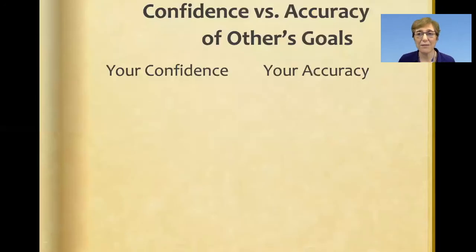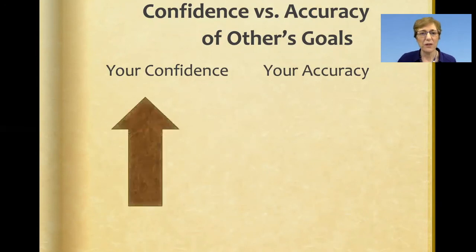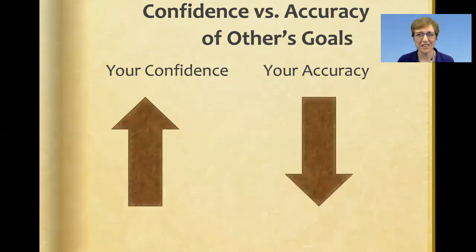Now, here's one of the problems about goals. We think that we can know the other person's goals, so we have very, very high confidence in how accurately we think we see the other person's goals. But in actuality, our accuracy tends to be very low. We frequently have the wrong idea about what other people's goals are. And that's why having a conversation is so important, and keeping an open mind to hearing what the other person has to say is very, very important.